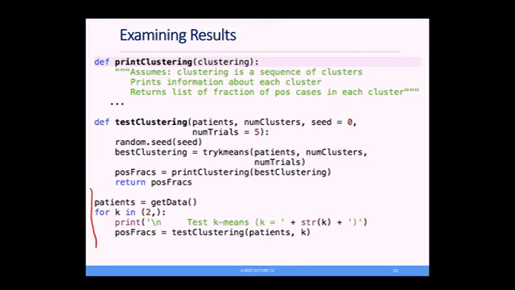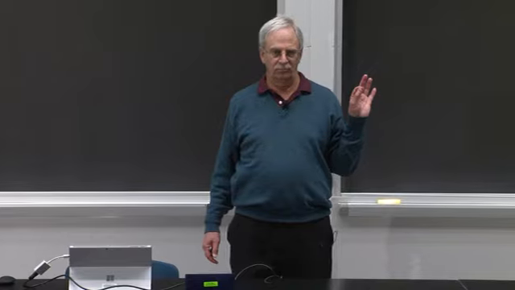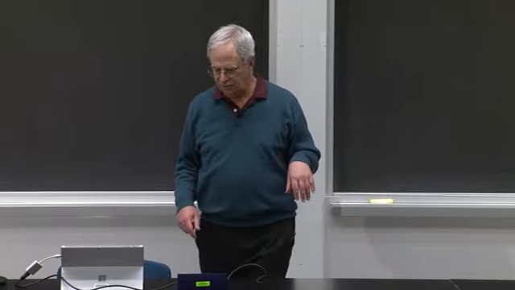And we'll call test clustering with the patients, the number of clusters k. I put in seed as a parameter here because I wanted to be able to play with it and make sure I got different things for 0 and 1 and 2, just as a testing thing. And 5 trials it's defaulting to. And then test clustering is returning the fraction of positive examples for each cluster. OK? So let's see what happens when we run it.